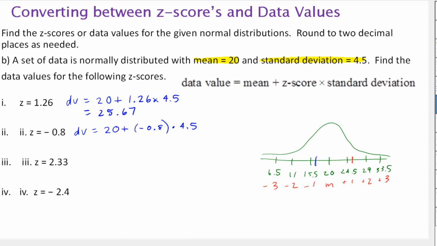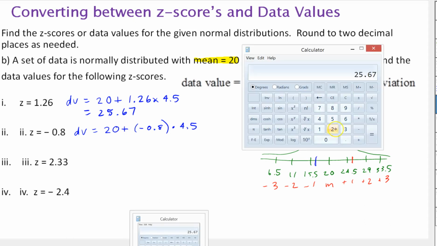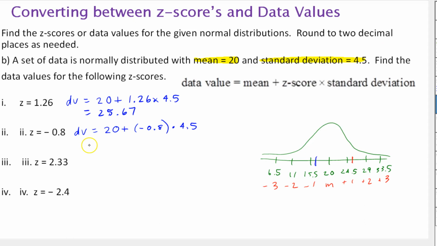So when I do the negative ones, meaning negative z-scores, I find it easier to just do 20, and instead of doing plus, this product's going to be negative, so I'll just do minus 0.8 times 4.5. And we get 16.4. And let's check. That seems reasonable, because it's between 15.5 and 20.